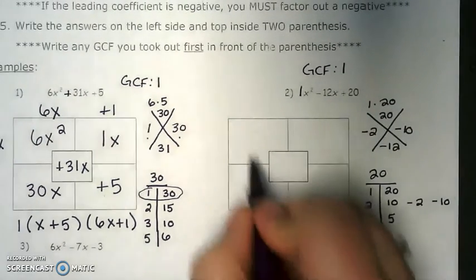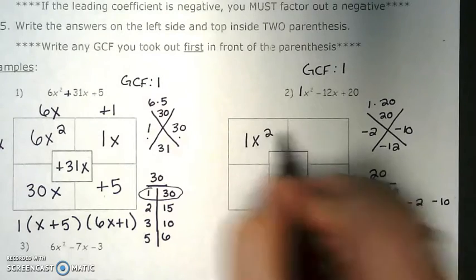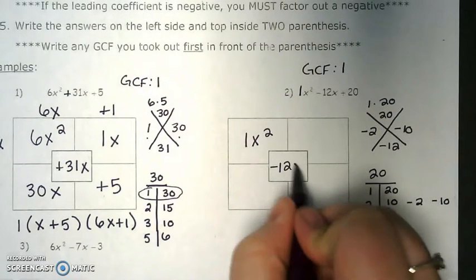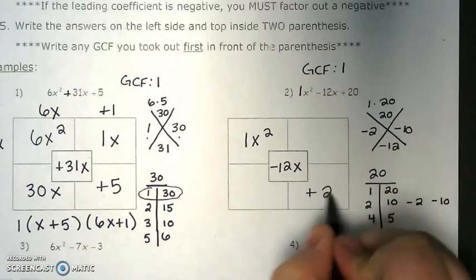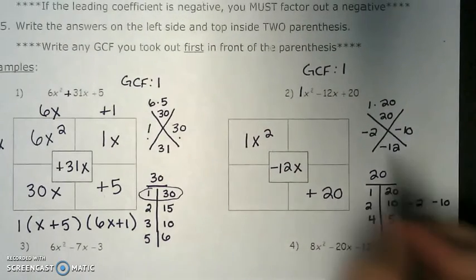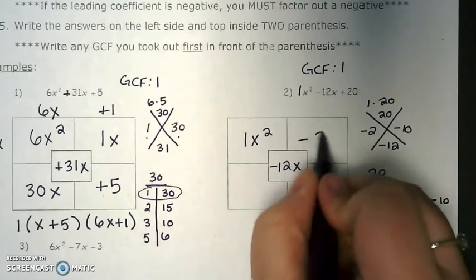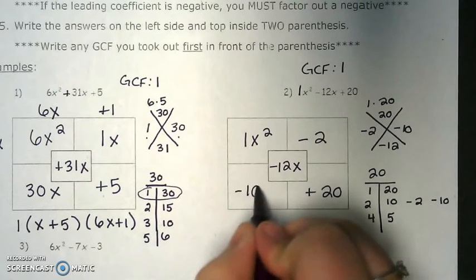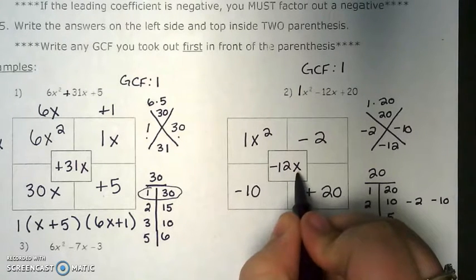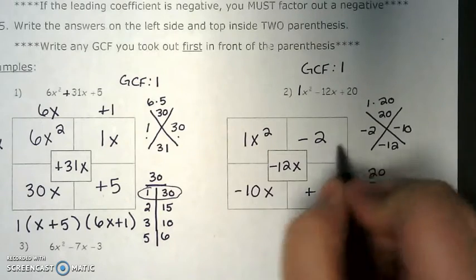So we fill in our box. So we got 1x squared, negative 12x goes in the middle, positive 20 on the end. Let's fill in with the numbers. So we got a negative 2, negative 10. The variable that the B value had was x.